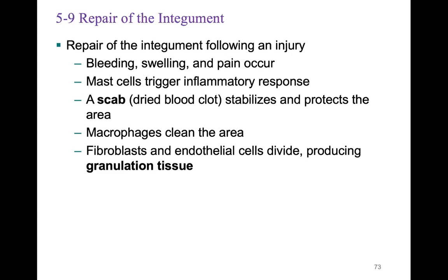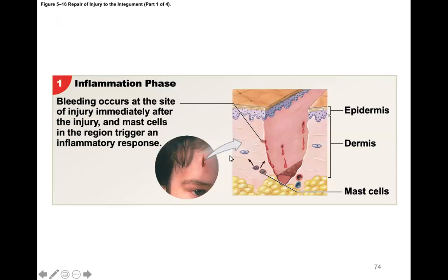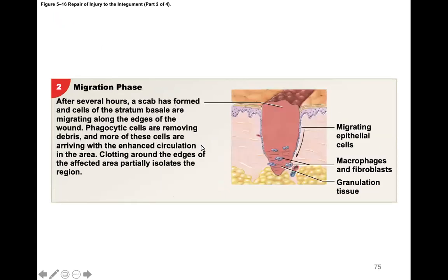What will happen is you will form a scab, which is a dried blood clot. This will help to stabilize and protect the area. Macrophages will clean the area. The macrophages are phagocytic cells that will come along and essentially get rid of any debris that needs to be removed. So if you have a break in your skin here, you have these mast cells sort of revving up this whole immune response here. And the first stage that we're going to see is referred to as the inflammation stage.